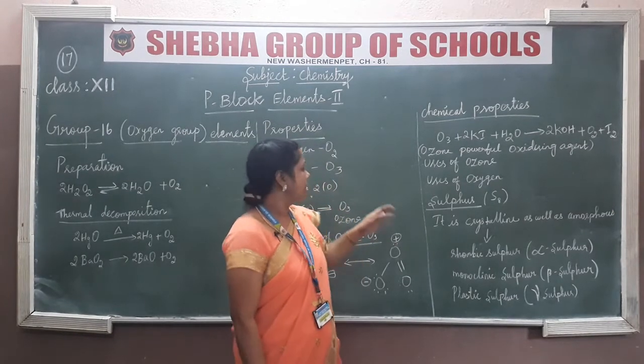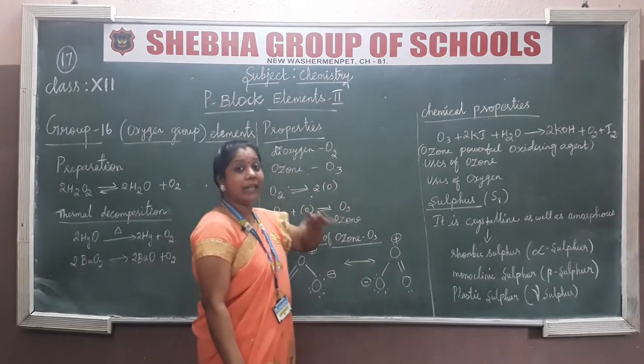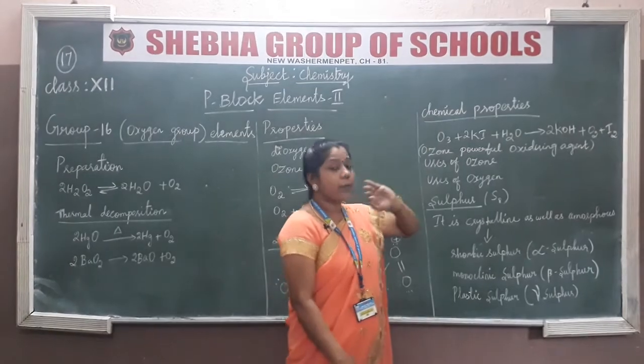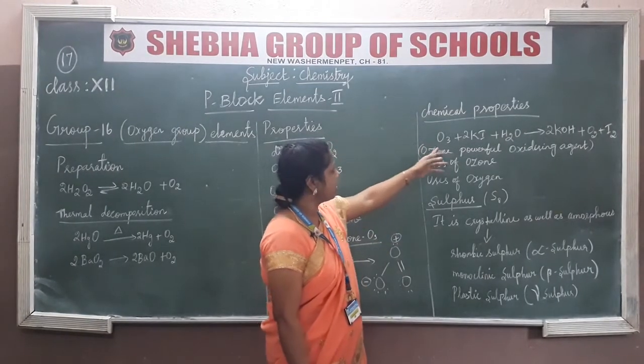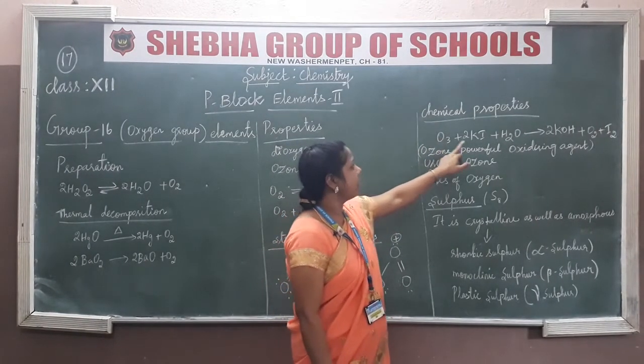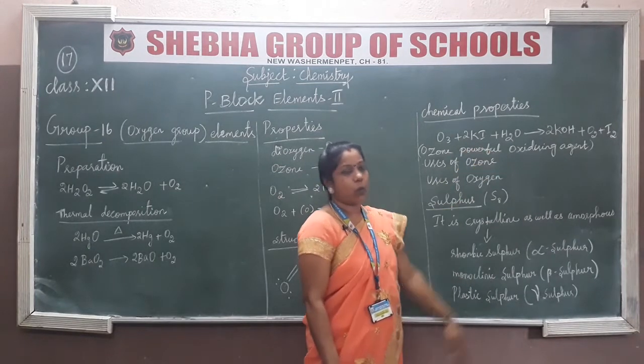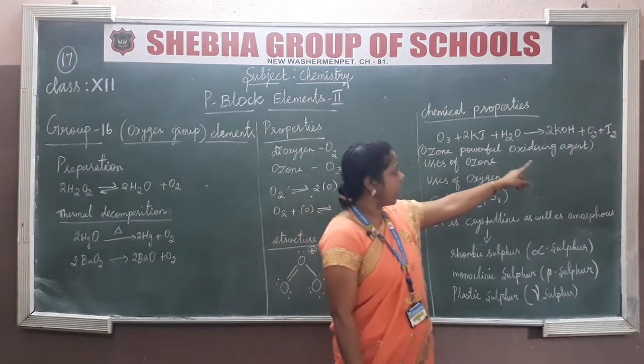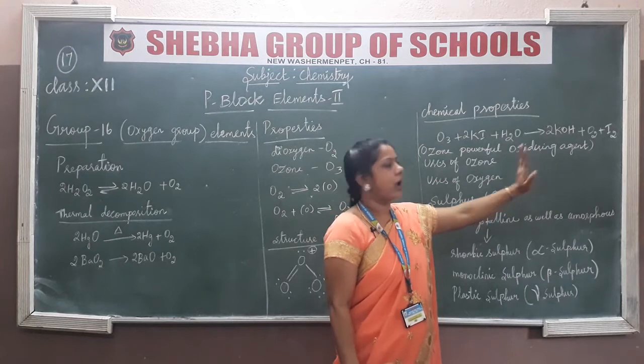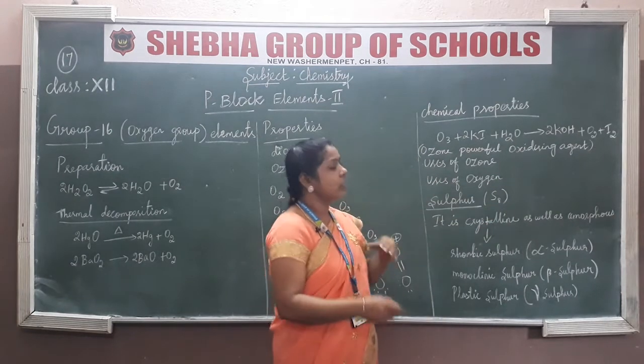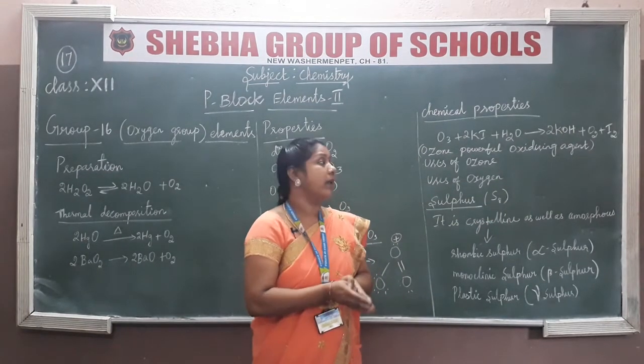That is the main thing about ozone. And this is chemical properties. What are the chemical properties? Ozone reacts with potassium iodide along with water molecules, and we can get potassium hydroxide, oxygen and iodine. And ozone is also one of the powerful oxidizing agents.